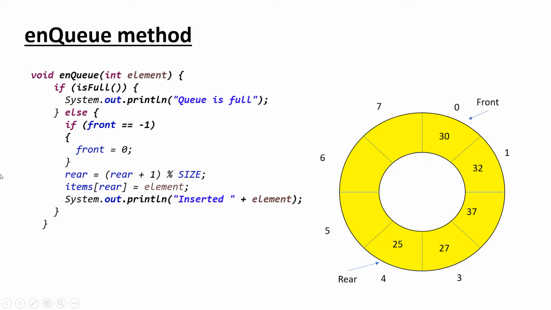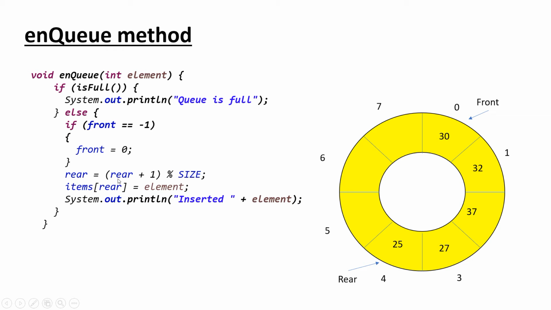Else, if my front is pointing to -1, suppose no element has been inserted into this queue. In this case, the front is pointing to -1 and the rear will also point to -1, because we have initialized these two values with -1. Now, if my front is equal to -1, it says that no element has been inserted into this circular queue. So we will make this front equal to 0. Also, we have to move this rear to the 0th position. So what can we do? We can say that rear is equal to (rear plus 1) modulus size.